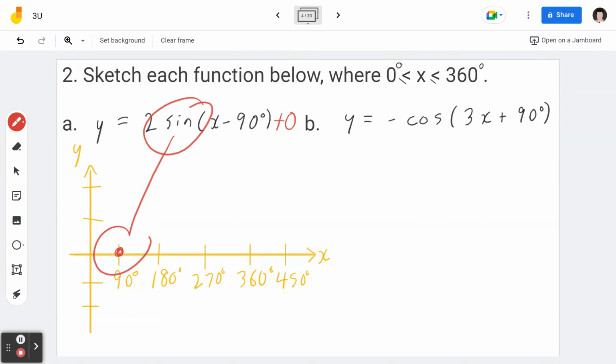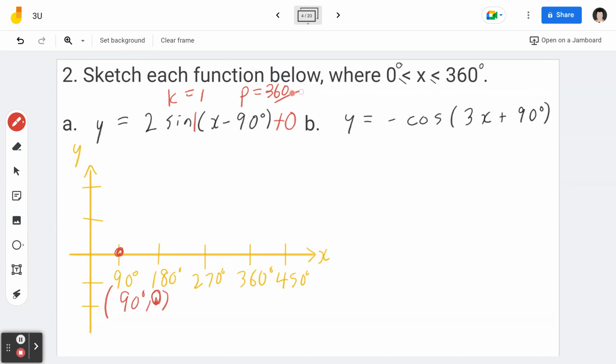Okay. Now the second step is I need to know, where does it stop? So now that I know the starting point, where do I end this? Well, one period. In this case, look at this value, it's 1. So k is going to be 1. Don't forget the period is going to be 360 divided by k, and 360 divided by 1 is going to be 360 degrees. So once you find a starting point, you take that point, you add the period, which is 360. 90 plus 360 is going to be 450 degrees. So again, I'm going to label this point 450 degrees and 0.